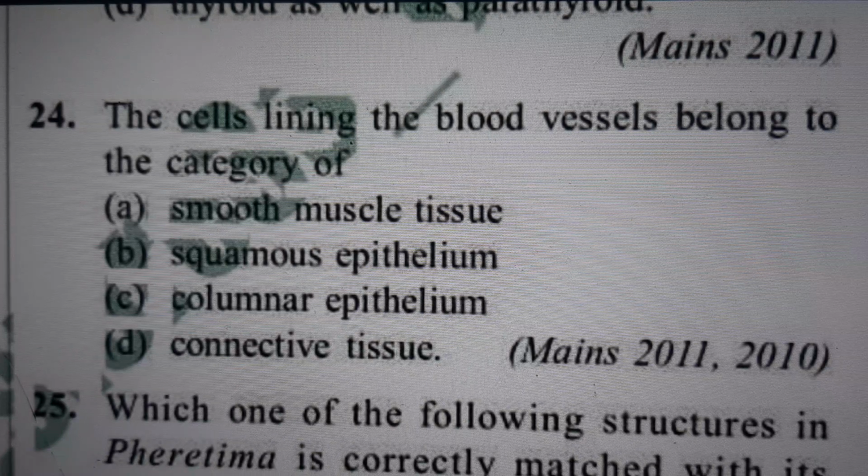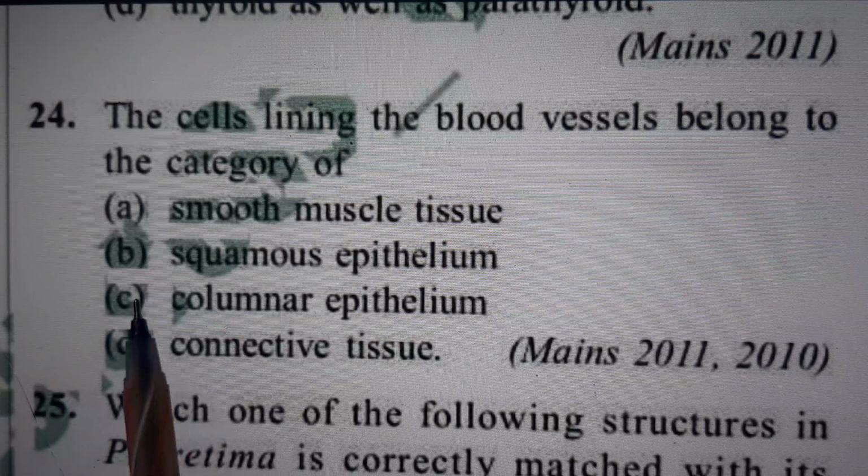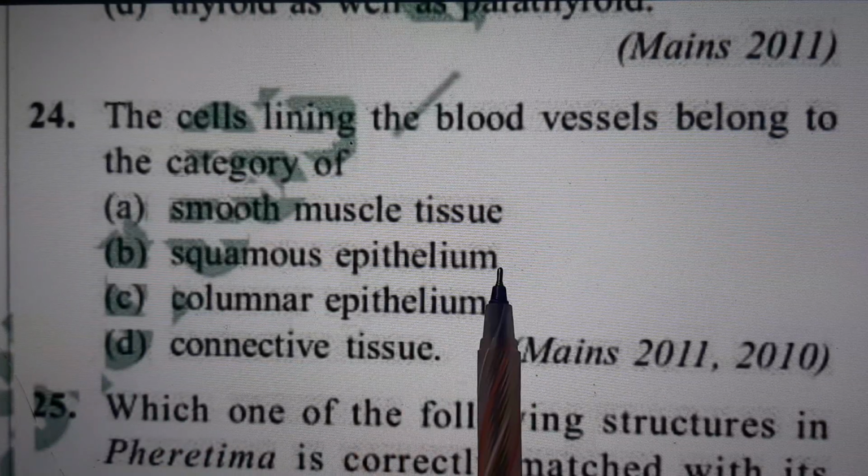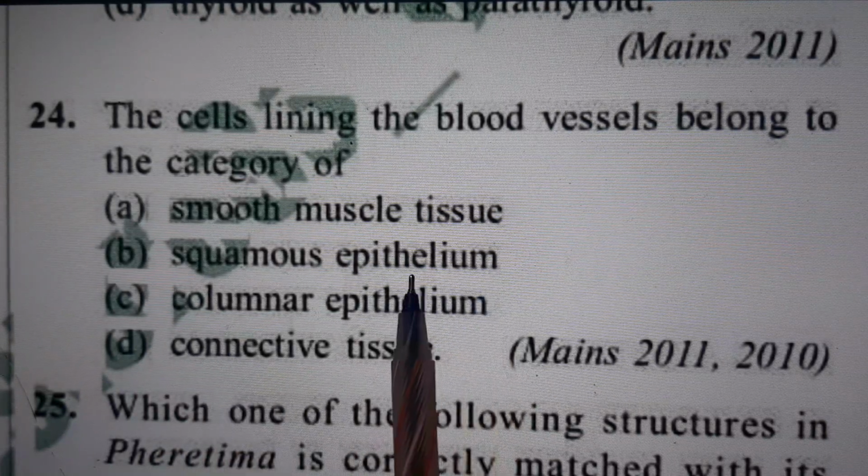The correct answer for this is B, squamous epithelium. Since it is in blood vessels, diffusion takes place. They serve as a diffusion membrane. So, squamous epithelium helps in this. The answer is squamous epithelium.